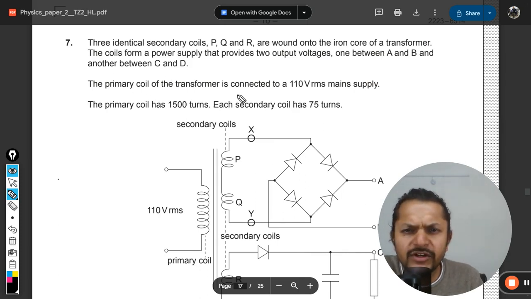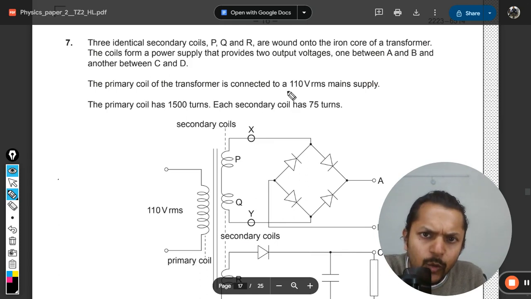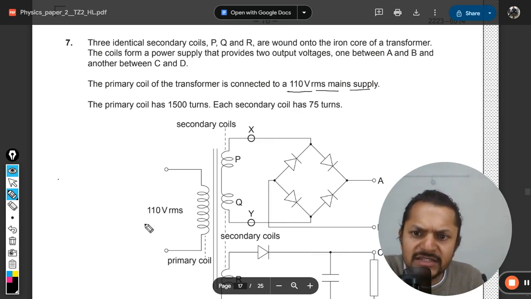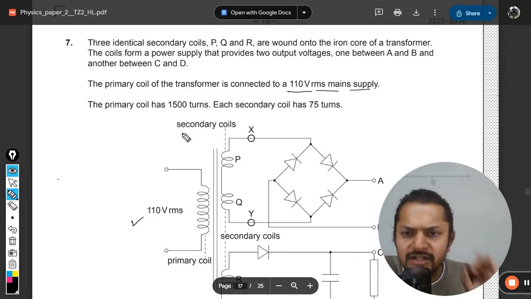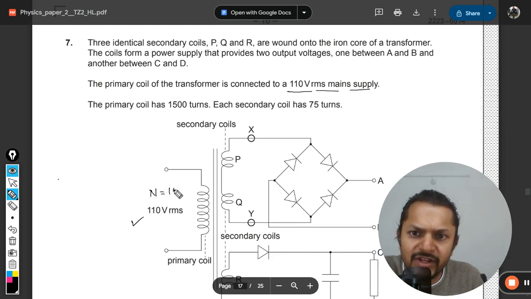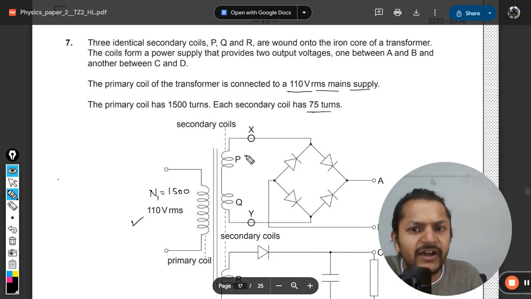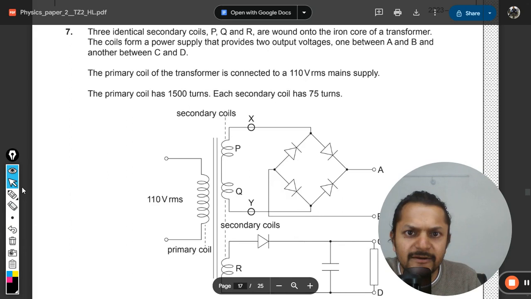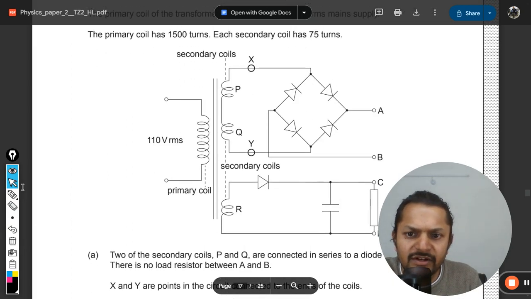The primary coil of the transformer is connected to 110 volt RMS mains supply, that is written in the diagram. Okay, the primary coil has 1500 turns. Each secondary coil has 75 turns, so these are all 75 turns. Okay, no problem. 110 is written, and 1500.